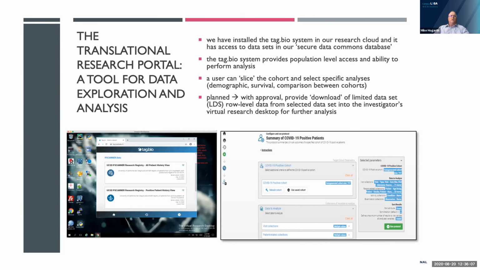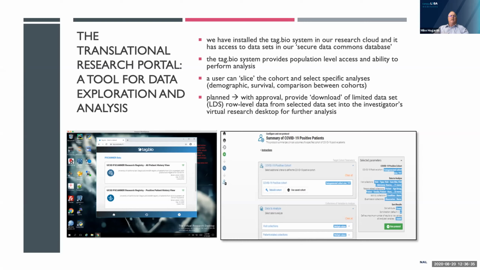So that's what we started doing with this tool that we've installed inside of this cloistered environment. The tool is from a company called TagBio. We call it the Translational Research Portal. It's really there to provide a high-level analysis, and then the ability to slice and dice cohorts from within the larger data set, and then not have all the data come down, but just what they're interested in. And that's all done inside this environment.